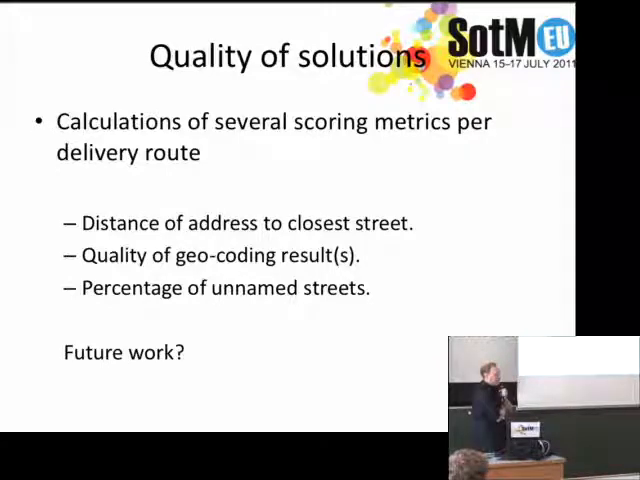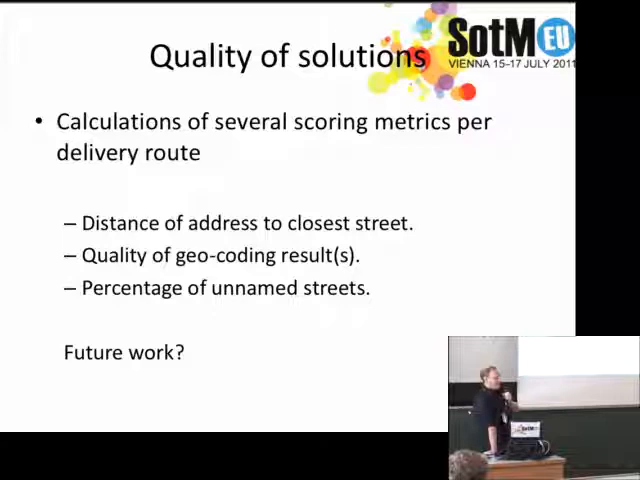So how do we ensure quality of our delivery rounds? The company actually is okay with giving feedback to the OSM database. So we calculate a few metrics per delivery round that the employees of the company have to solve. They actually have to edit OpenStreetMap for their jobs. We have a few simple measures, like the distance to the closest street is also a pretty good measurement of the quality of OpenStreetMap in a certain area.